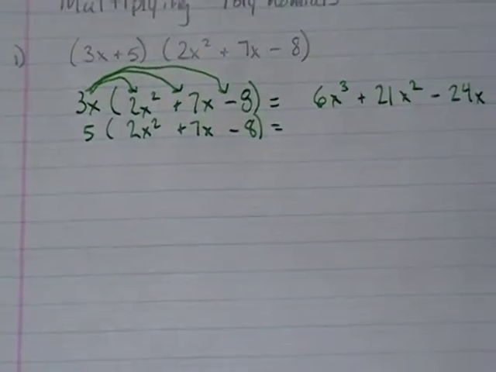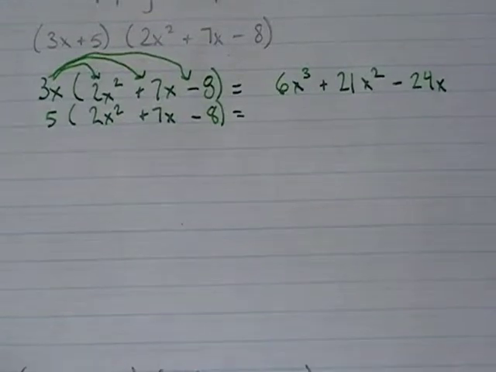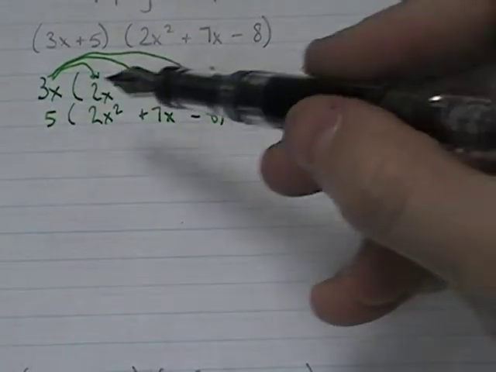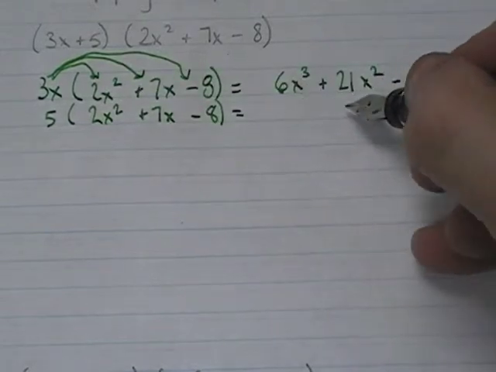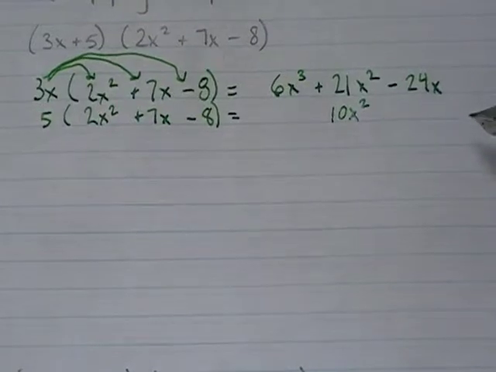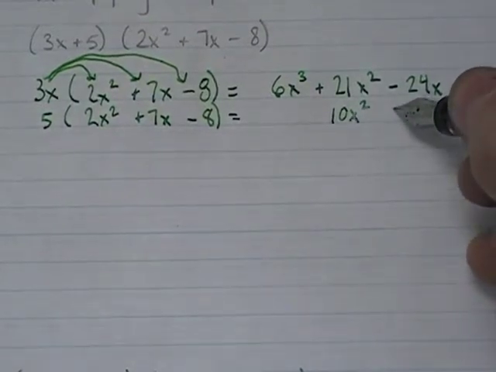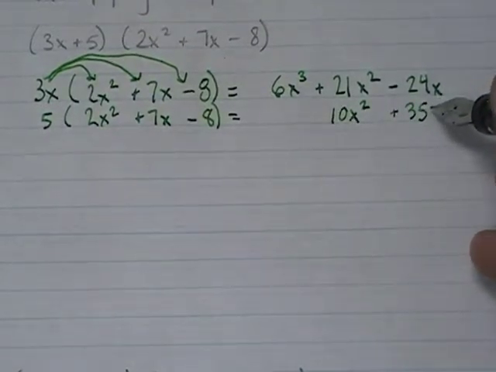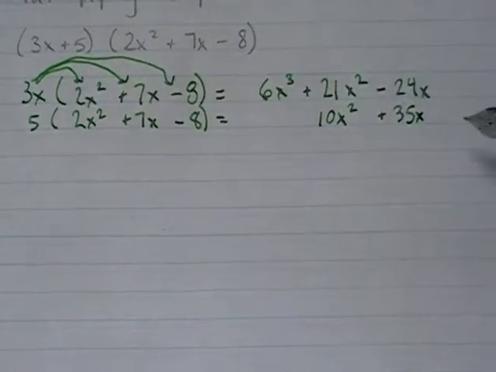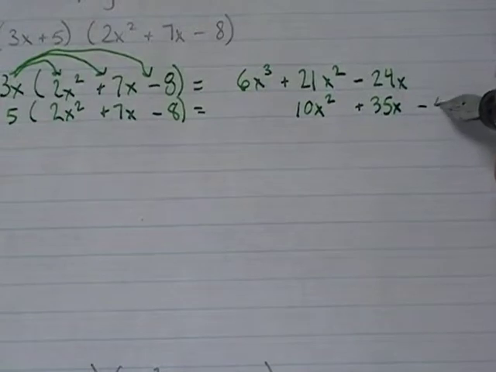Okay? Similarly, I'm going to distribute with this second term here. So 5 times 2x squared gives me 10x squared. And then 5 times 7x gives me 35x. And then 5 times negative 8 gives me negative 40.